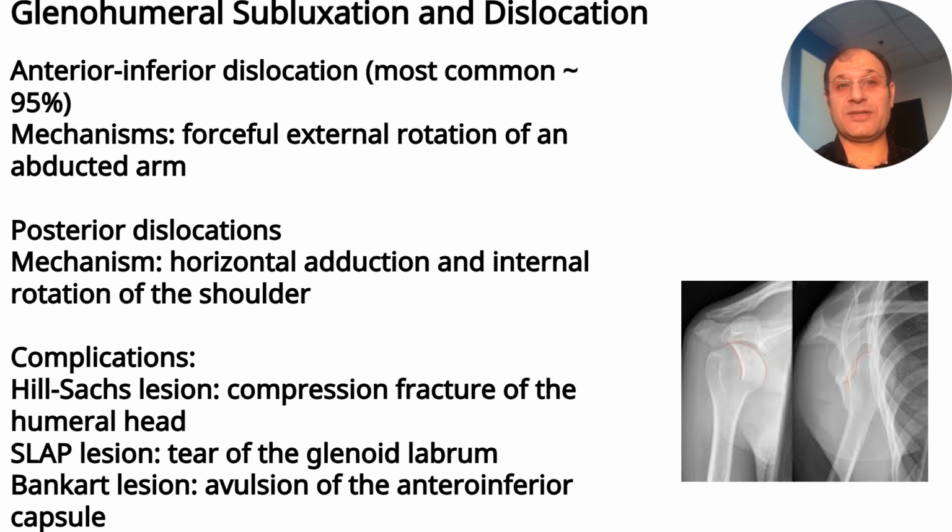Posterior dislocations, which occur with horizontal adduction and internal rotation of the shoulder, are rare and often associated with multidirectional joint laxity. Complications may include a Hill-Sachs lesion, which is a compression fracture of the humeral head, a SLAP lesion, which is a tear of the glenoid labrum, and a Bankart lesion, which is an avulsion of the anteroinferior capsule.